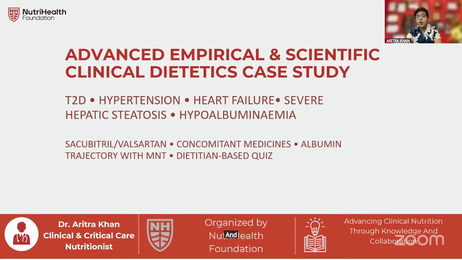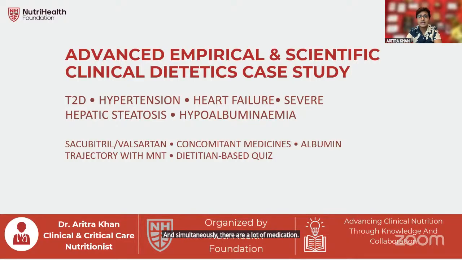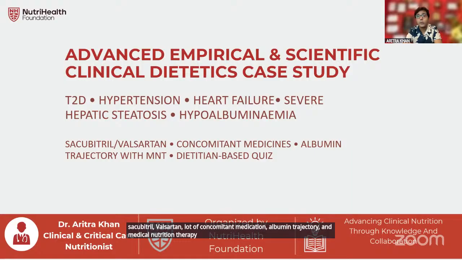And you know very well what heart failure is. Heart failure means the heart is not pumping properly. When the ejection fraction is less than 40%, we call it heart failure with reduced ejection fraction. So these parts are very common, and simultaneously there are a lot of medications like sacubitril valsartan, a lot of concomitant medication, albumin trajectory, and medical nutrition therapy, which is our primary subject to discuss. Next slide, please, Shora.